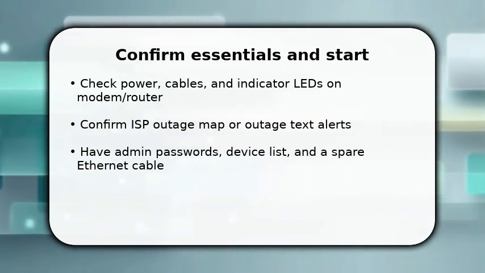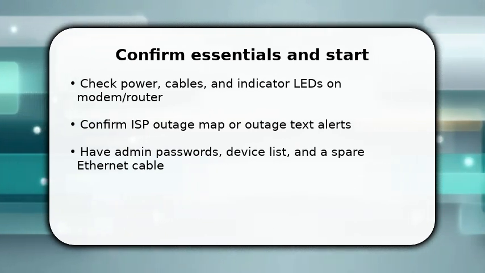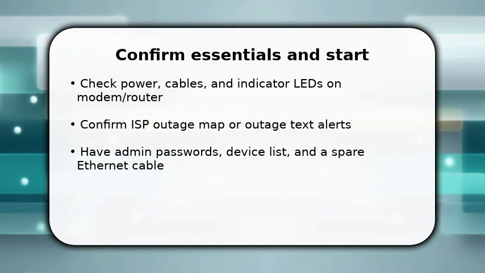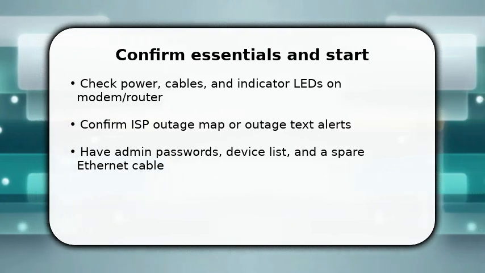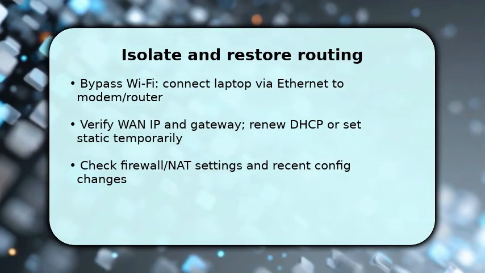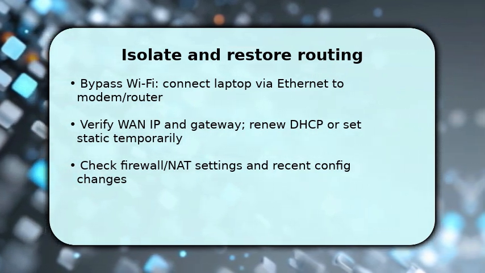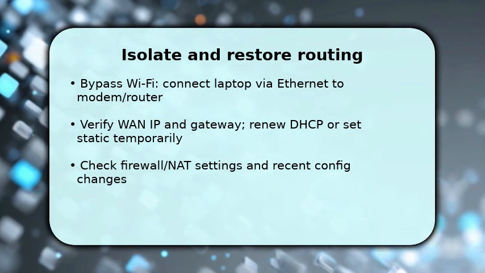Once done, gather admin credentials and a laptop with Ethernet ready. You'll need direct access. Make sure to note which devices lost connectivity and which stayed online so you can target the next troubleshooting actions. You now isolate the problem by plugging directly into the modem or primary router with Ethernet, which removes wireless variables. Once connected, verify the WAN IP and gateway.